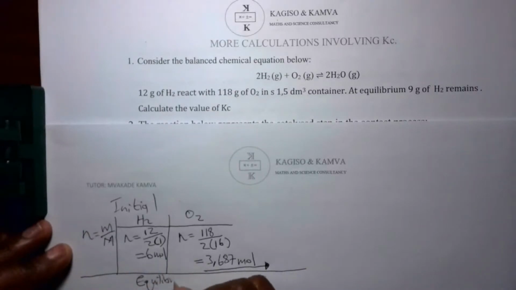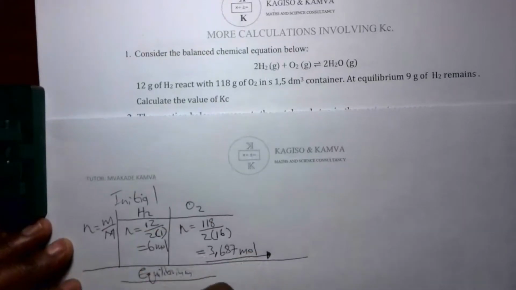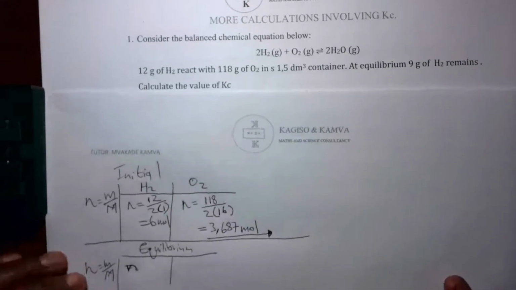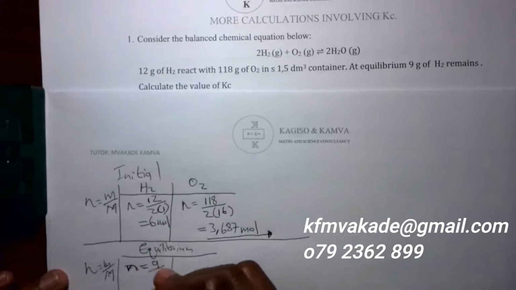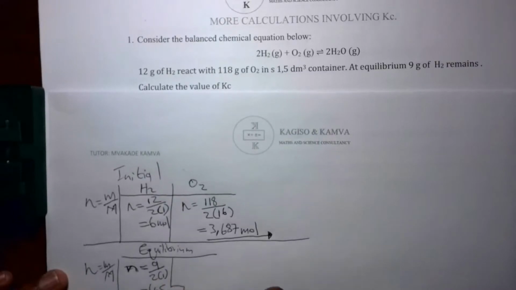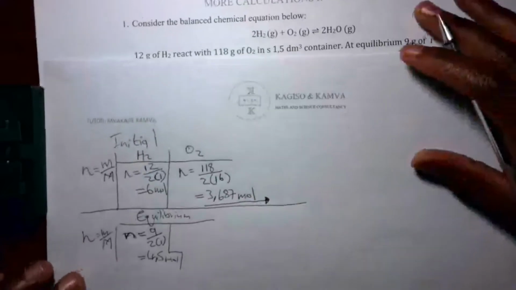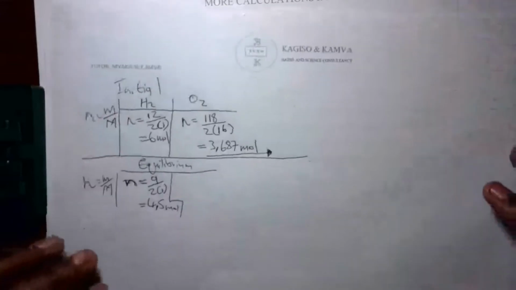At equilibrium, we are still on that H2. Number of moles is mass over molar mass. N in this case is going to be equals to 9 over 2 into 1. This is going to be 4,5 mole.